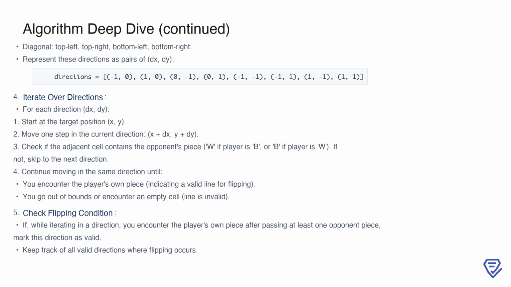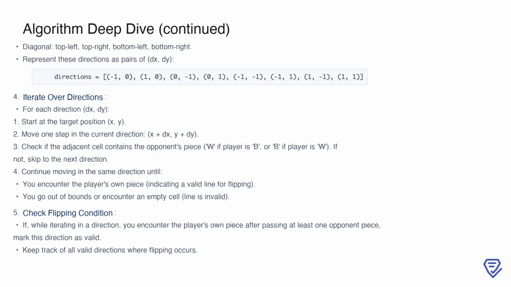These 8 directions can be represented as pairs of changes in X and Y coordinates, or direction vectors. For instance, moving left corresponds to -1, 0, moving right is 1, 0, and so on. We can represent all the directions as a list of tuples in Python. Directions equals (-1, 0), (1, 0), (0, -1), (0, 1), (-1, -1), (-1, 1), (1, -1), (1, 1).